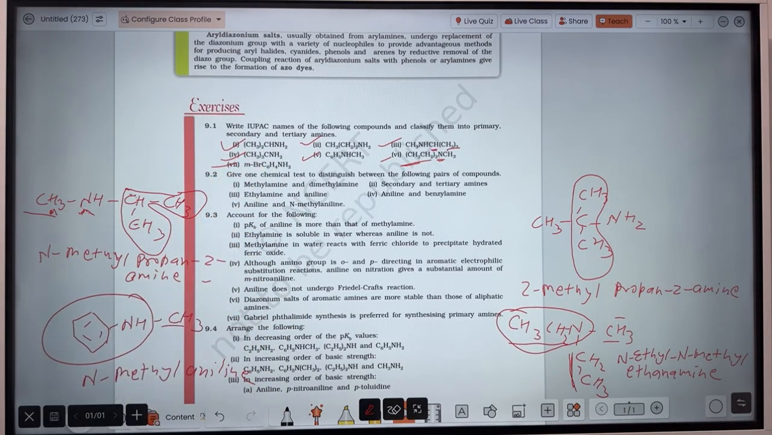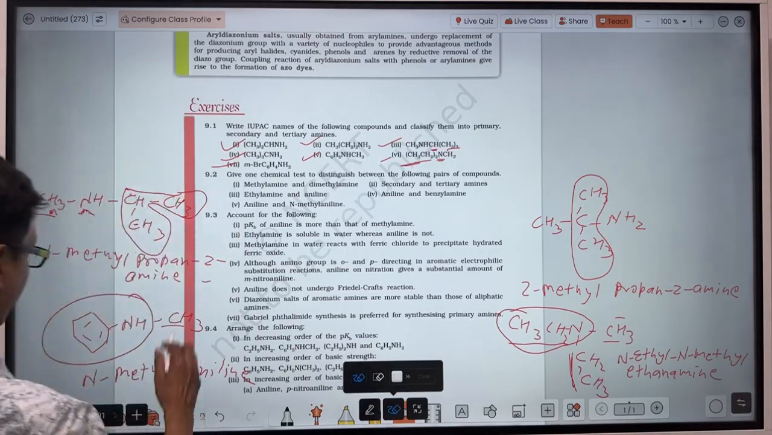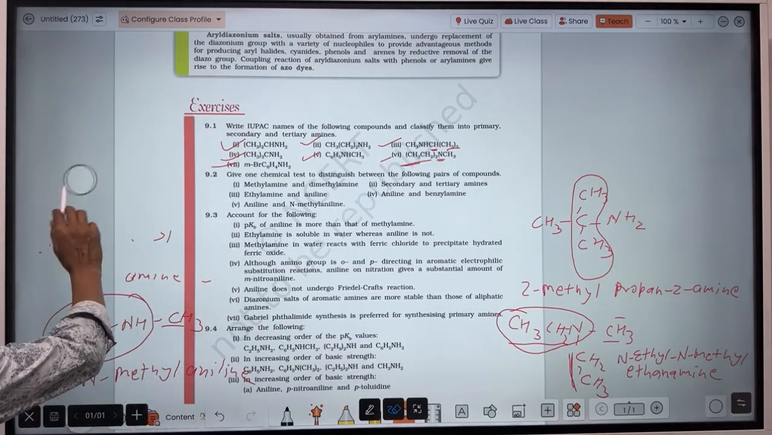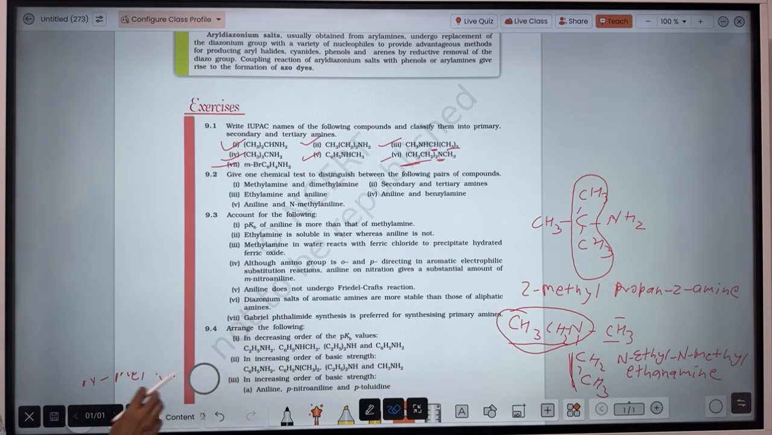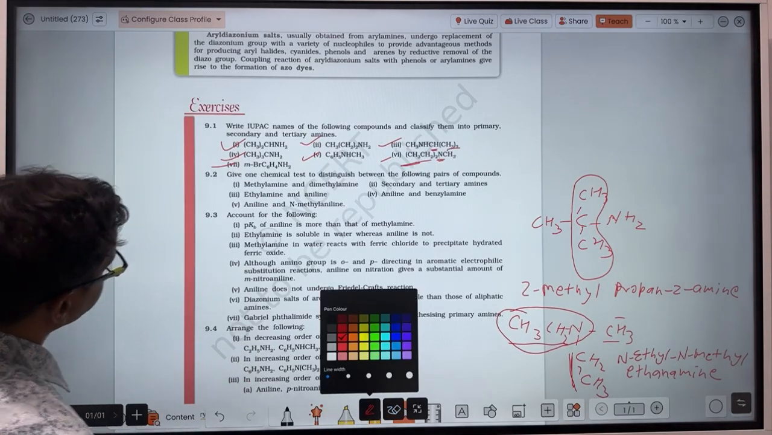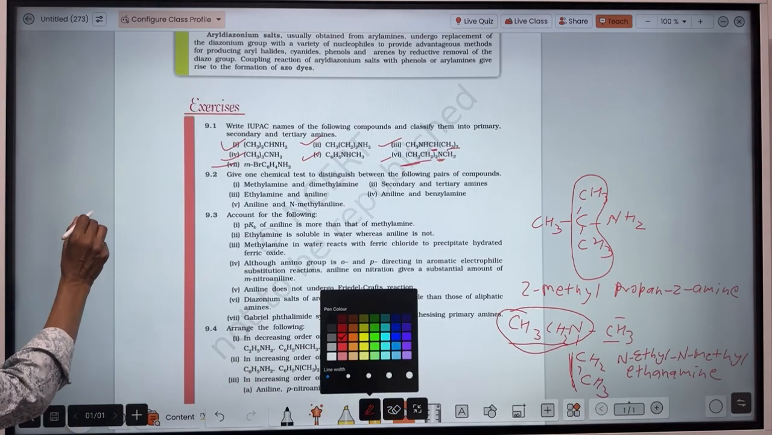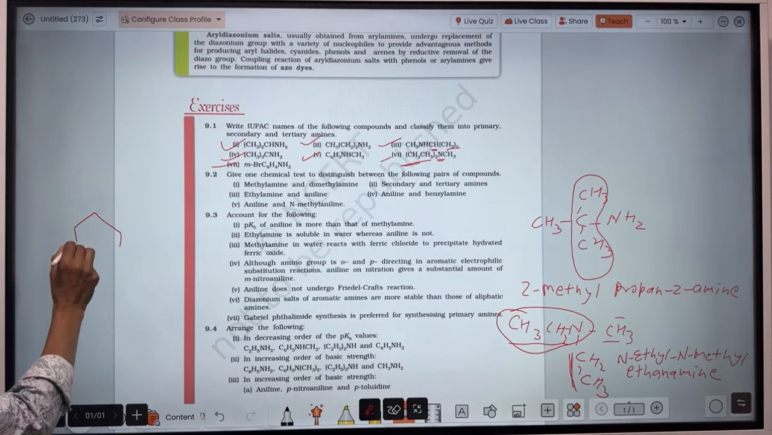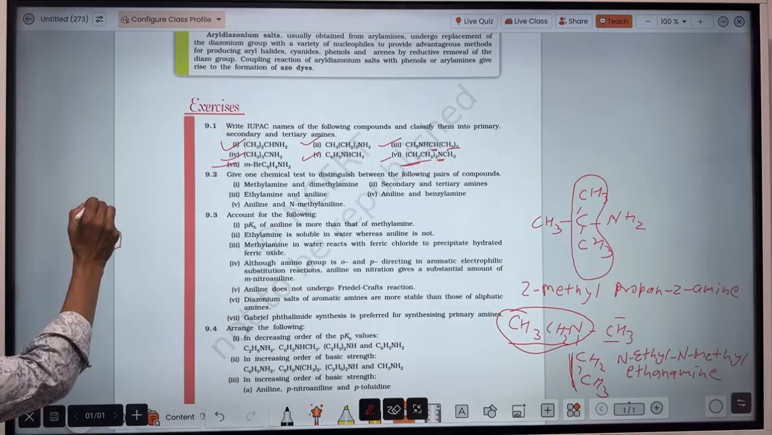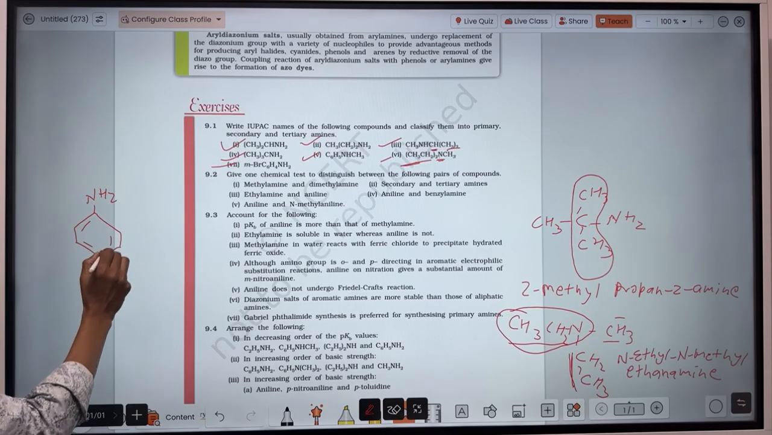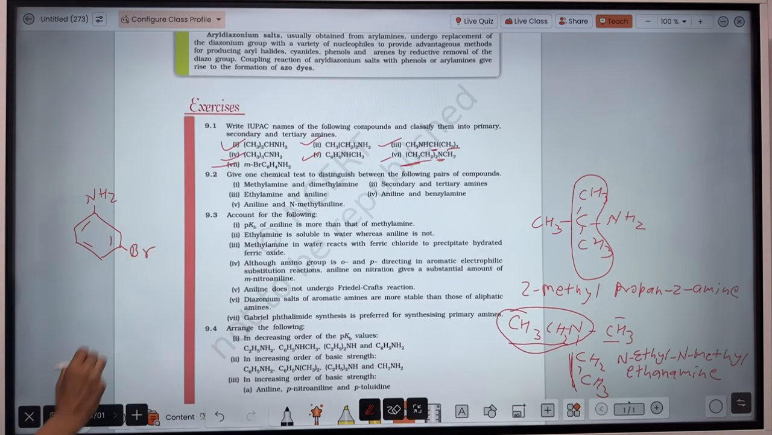This one here. Meta position is not the IUPAC name. Ortho, meta, para, that's not the IUPAC name, that's the common name. So the structure here. What's the problem here? This NH2 is in here. So 1, 2, 3. 3-bromoaniline.